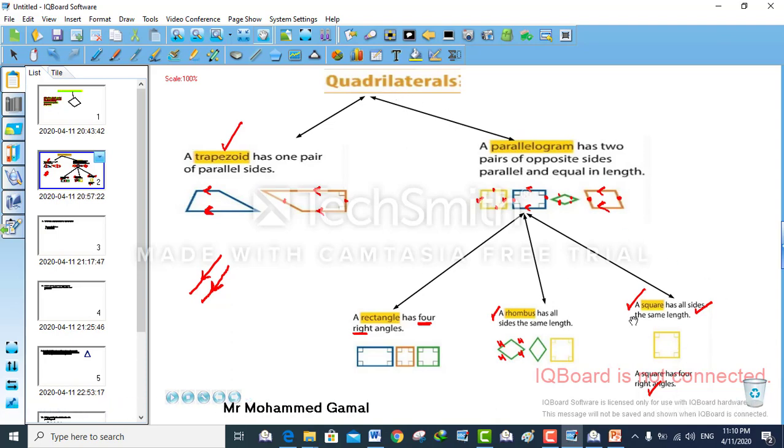Okay, a square, we can name it. For the square, because it's the most lucky one, we can name it rhombus because it has four equal sides. We can name it rectangle because it has four right angles. We can name it parallelogram, his father, and we can name it as well quadrilateral. Okay?